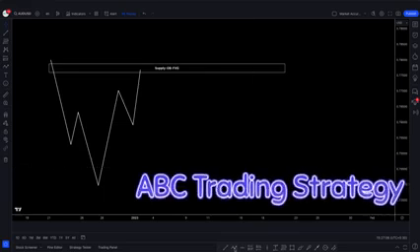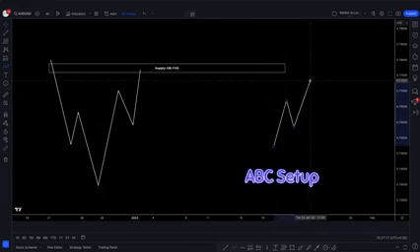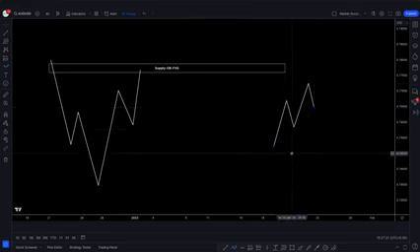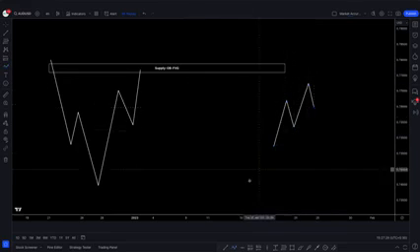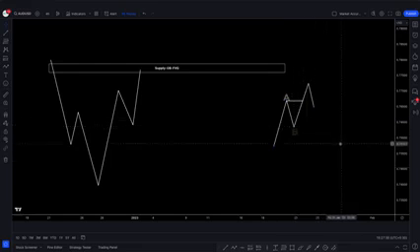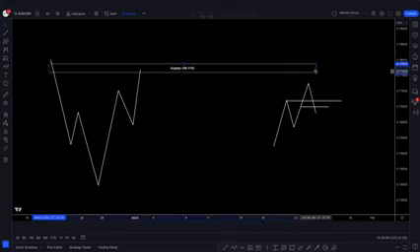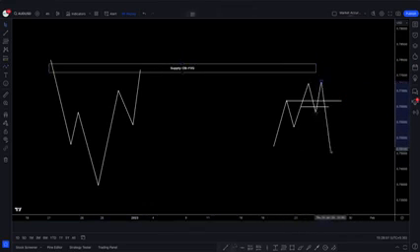So usually in an ABC trading strategy, what we would do is look for an ABC setup like this. It will look something like this. We have an A leg, B leg and C leg. We then wait for a market structure shift below this line, and then we would take our entry from this fair value gap, extreme fair value gap, and boom.